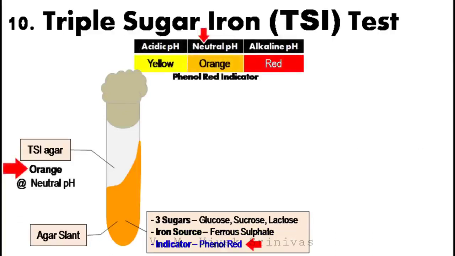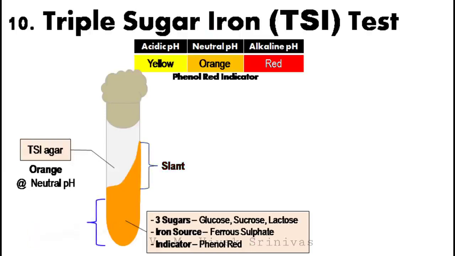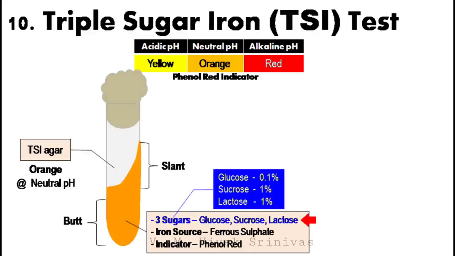This phenol red indicator, at neutral pH, appears orange. Generally, the top, slanting portion of the agar is referred to as the slant, and the bottom portion of the agar is referred to as the butt. The three sugars present in the TSI agar are in different concentrations: glucose, 0.1%, sucrose, 1%, and lactose, 1%. This is about the TSI agar.